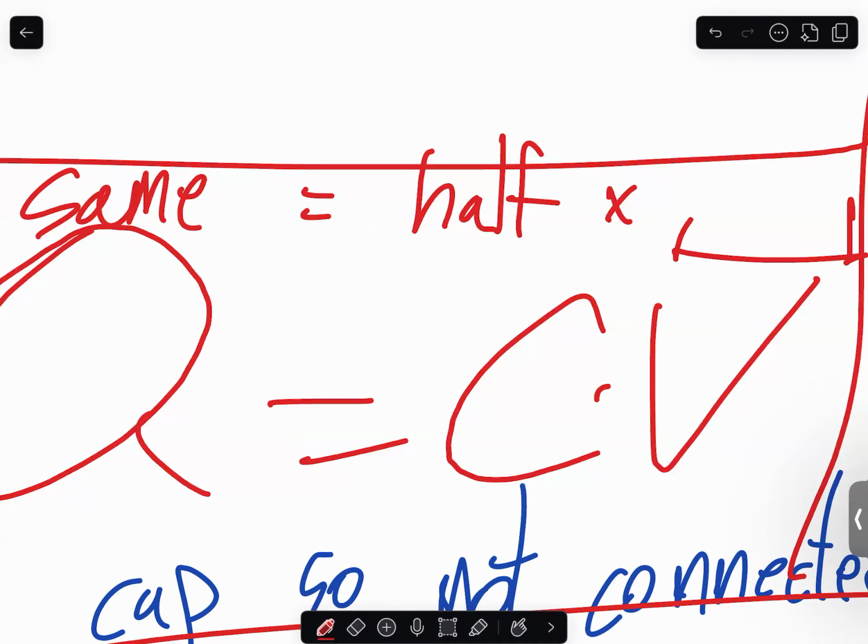Q equals C times V. Q is fixed. If this number becomes half as big, what do I have to do to make the product the same? For instance, suppose I have 4 times 6. What's 4 times 6? 24. If I want to still get 24 with 2, if I have half as much here, what must happen to the 6? 2 times 12 is 24.